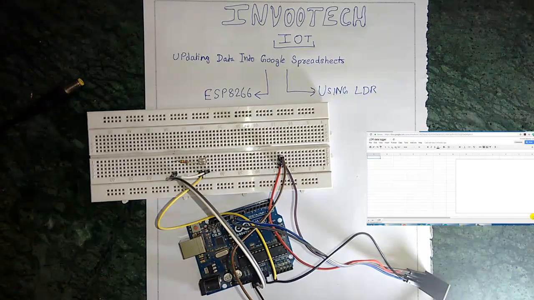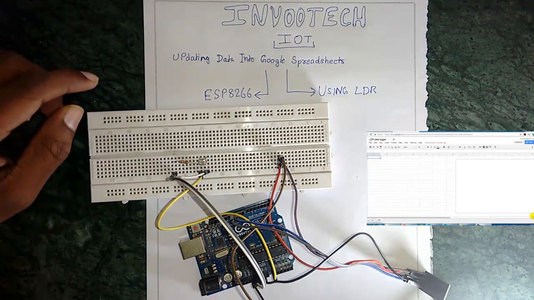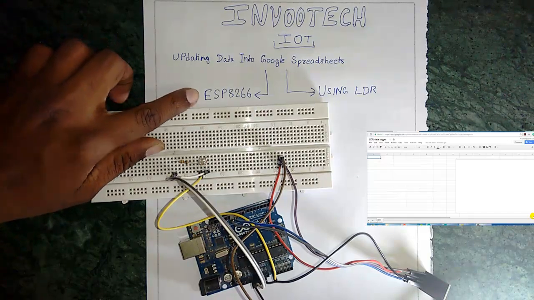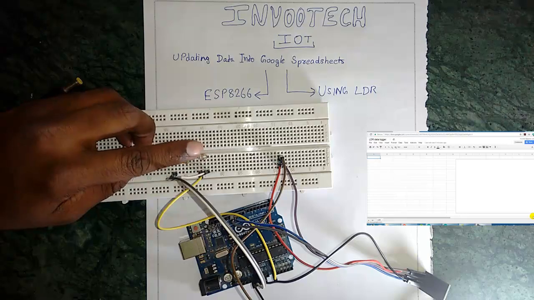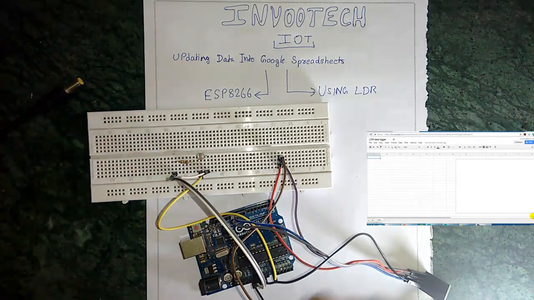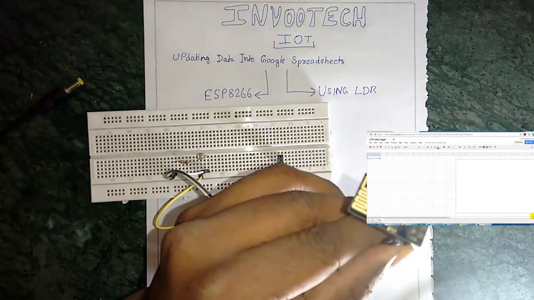Hello guys, this is a project on uploading the data directly to the Google Drive. So in this IoT project, we are going to update the data directly into the Google Spreadsheet using ESP8266, and we are sending the data of the LDR that has been connected with the Arduino UNO, and Arduino UNO is interfaced with the Wi-Fi module.